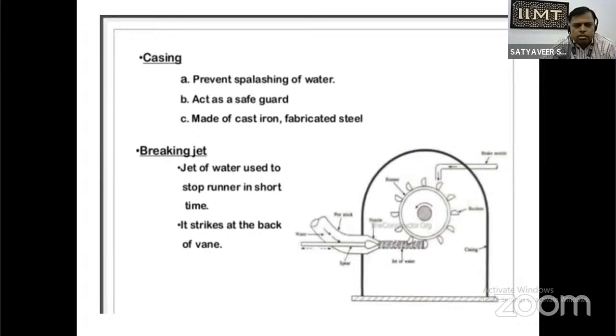Here we can discuss the types of turbine, and there are two main types: impulse turbine and reaction turbine. So we have overall completed the two types of turbine, the impulse turbine and the reaction turbine.